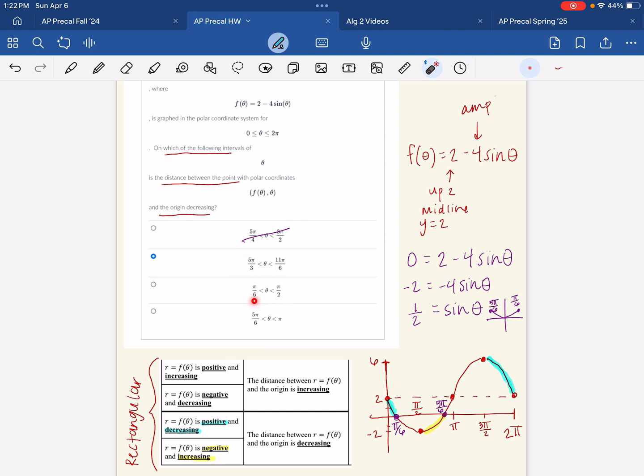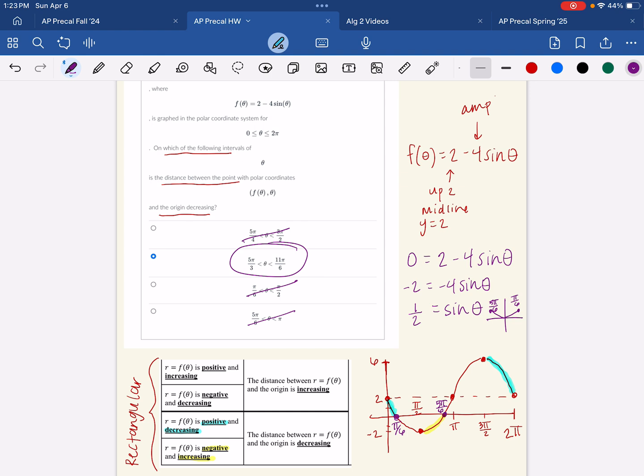Let's check the other two. Pi over 6 to pi over 2, we can see that's the piece of the graph below the x-axis where the graph is decreasing. So I'm going to cross that out. And then at the end, 5 pi over 6 to pi, that's this little piece right here just after our x-intercept, not highlighted. So I'm going to go ahead and get rid of that. So the only choice that remains is 5 pi over 3 to 11 pi over 6.